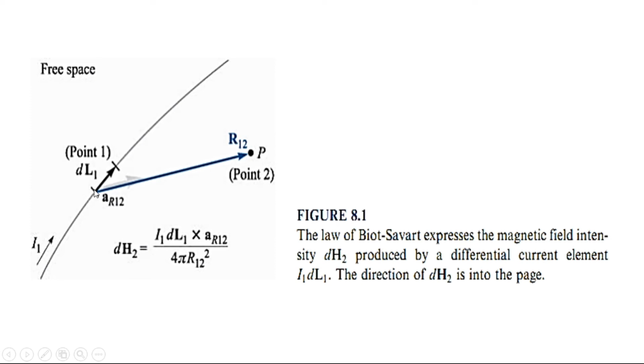If we take a right-handed screw here and we use this small angle from this filament to the line, which one will be our direction? This one. So that will actually be the direction of the magnetic field intensity.